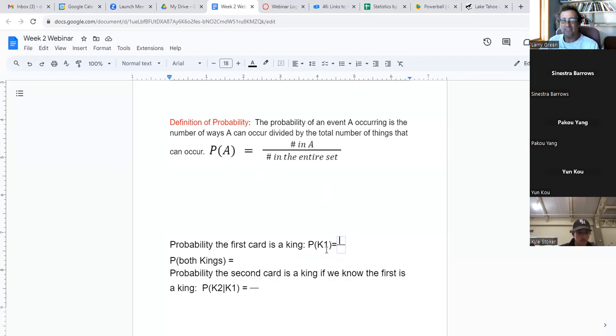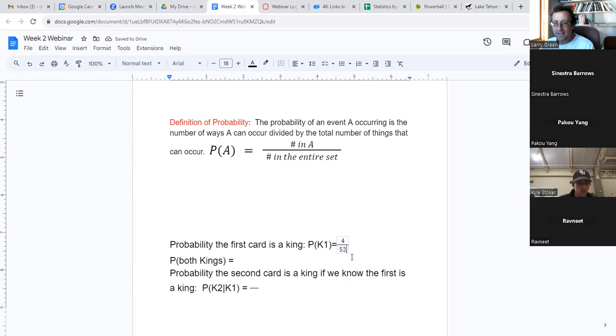Okay, so if we want the probability the first card is a king, you say, how many kings are there? Well, there's a king of hearts, king of clubs, king of diamonds, king of spades. There's 4 of them. And how many cards are there? There are 52. Good. So a lot of you said 4 or 50. There's 4 out of 52.